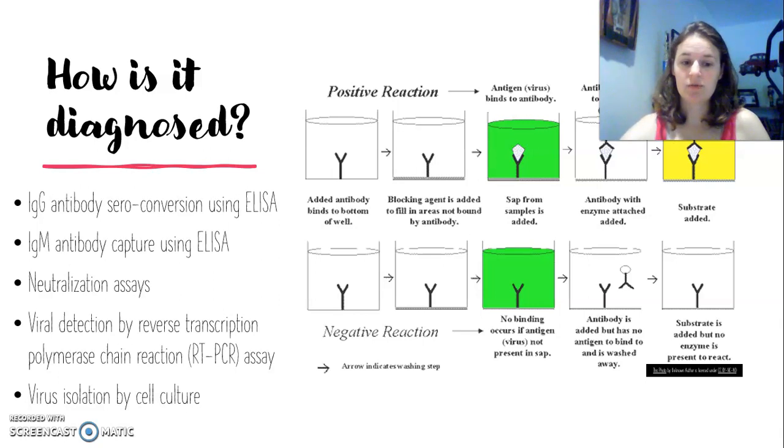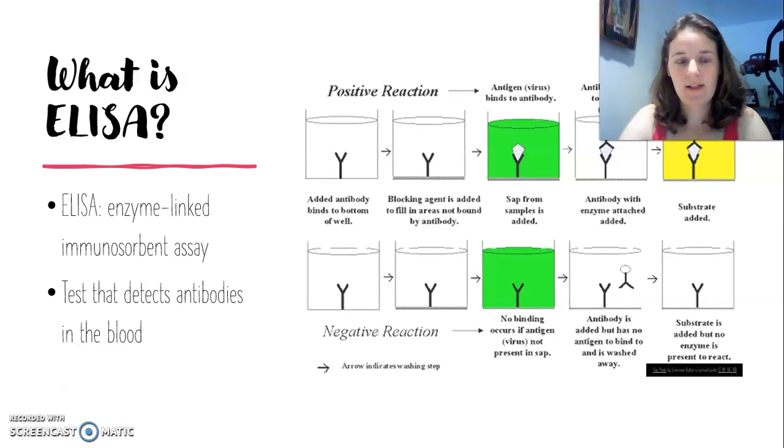And also reverse transcriptase PCR, which basically amplifies certain targets in the blood, which then tell you if you have that disease. And of course, viral isolation by cell culture, which is where you just try to grow the virus in the lab, and if you do, then you got it. ELISA, as I explained, is enzyme-linked immunosorbent assay. So basically this just focuses on detecting antibodies, and it has a lot of different uses as well. As I explained here, also, if you have a negative reaction, then it won't bind and the color won't change.